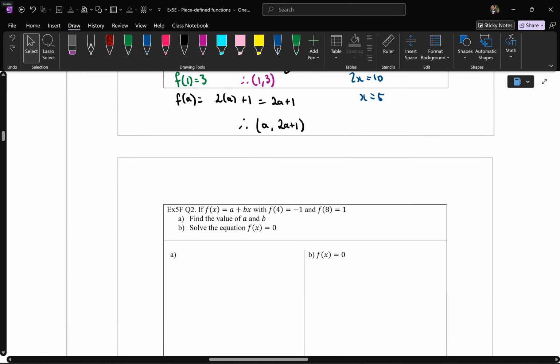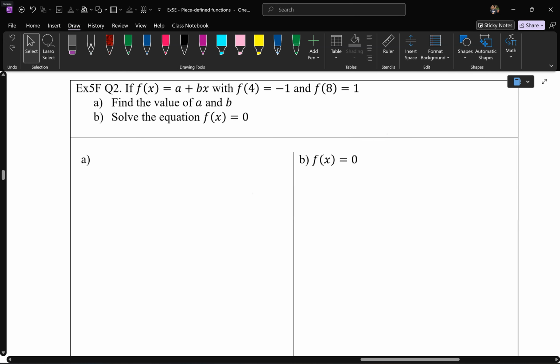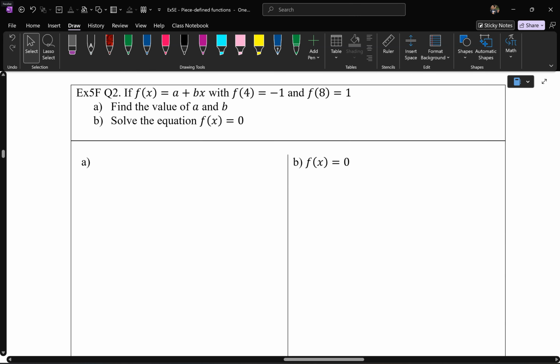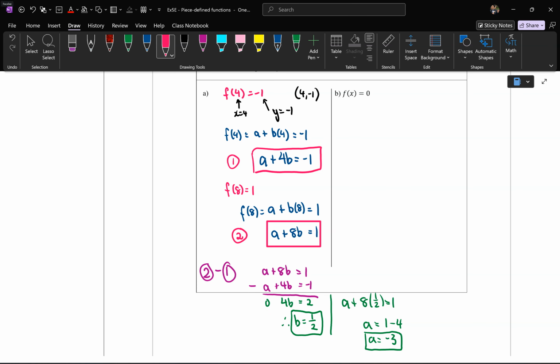Turn over to the next page. I'm going to pause the video. I want you to have a go with this one now. Read the notation from here. So assuming you followed the steps, you would have got b equals half, a equals -3. Let's do the last one.